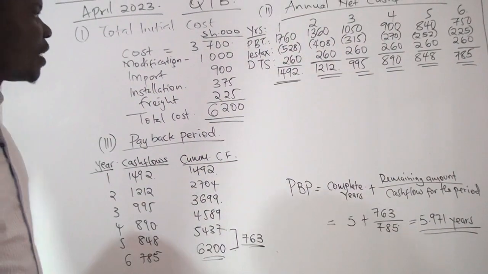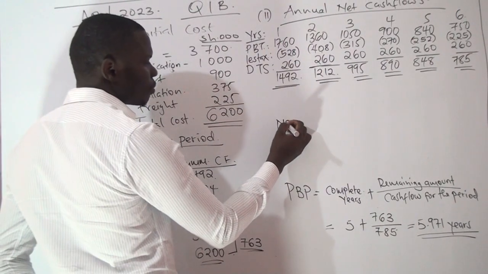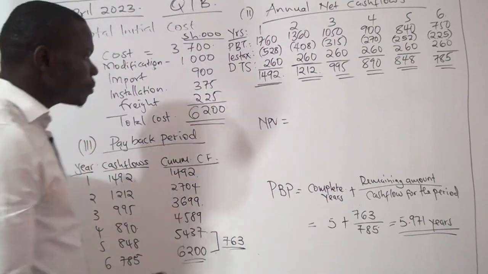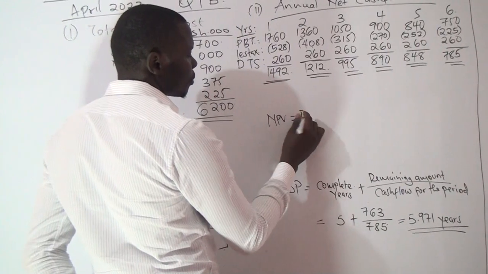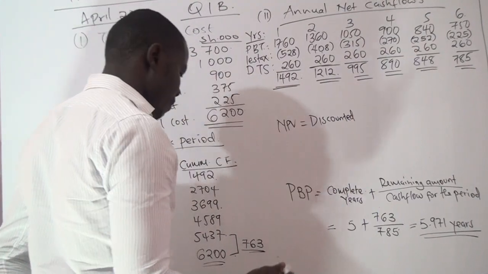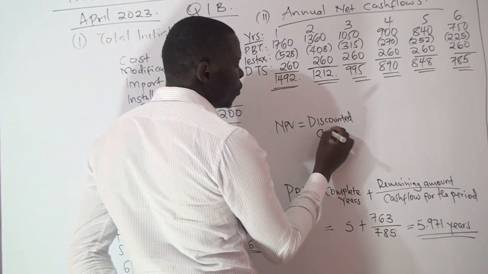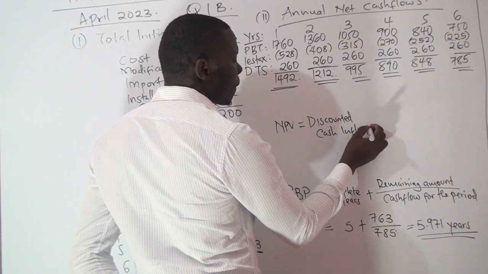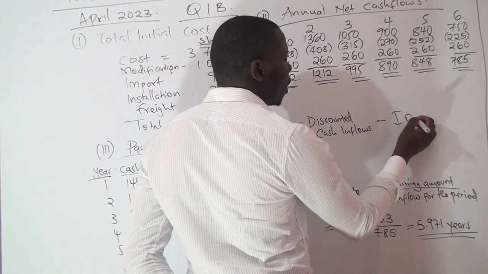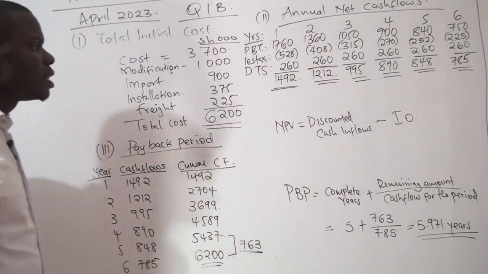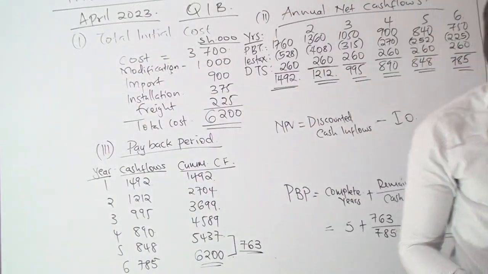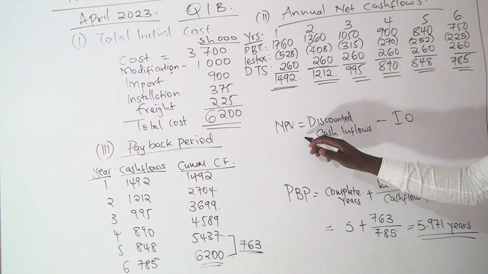So to get your net present value, to get your NPV, we always take the discounted cash inflows minus the initial outlay. Discounted cash inflows minus the initial outlay. So this is how we get our NPV.